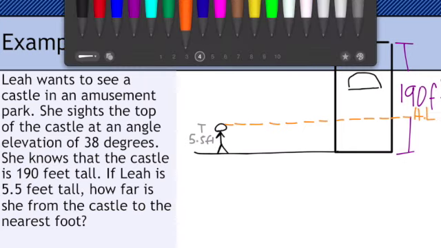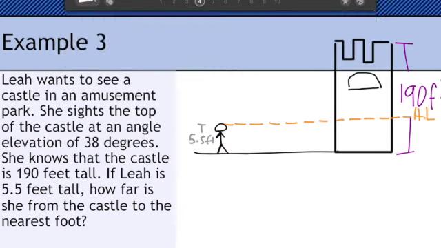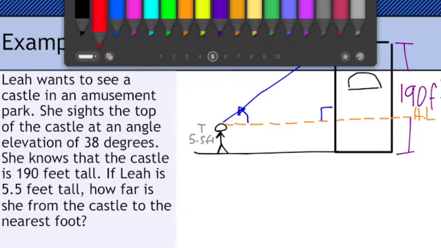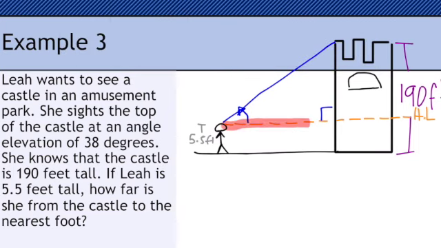So the angle of elevation is going to be the angle that I make with that horizontal line and the line of sight to the top of the castle. So it'd be something like that. And then here's my 90-degree angle. So now I get this right triangle.